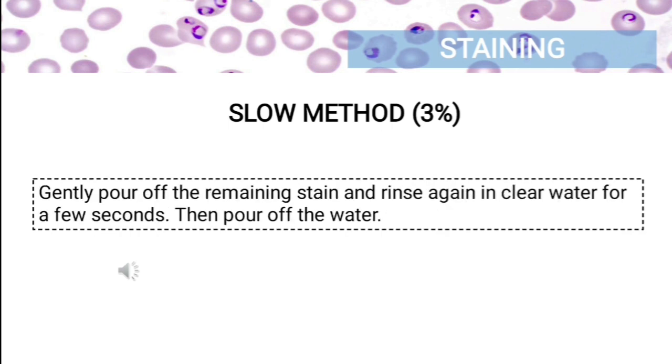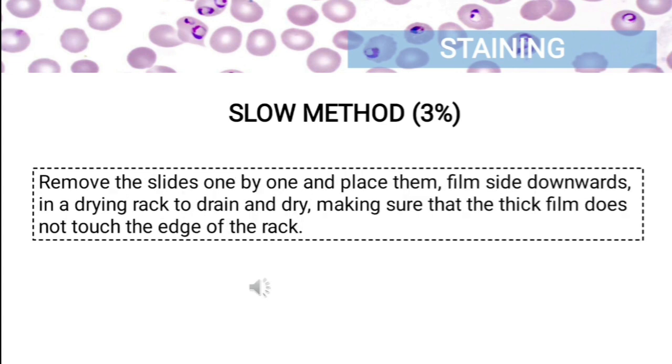Next is to gently pour off the remaining stain and rinse again in clean water for a few seconds. Then pour off the water. Lastly, remove the slides one by one and place them film side downwards in a drying rack to drain and dry, making sure that the thick film does not touch the edge of the rack.